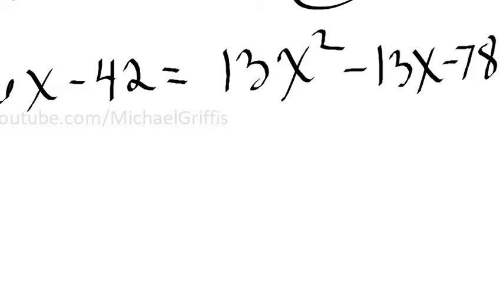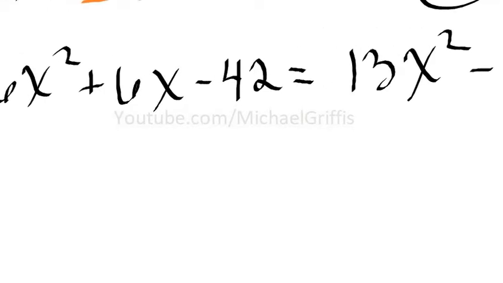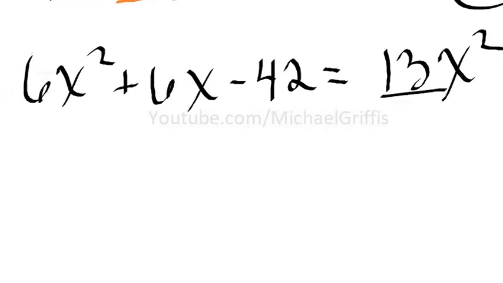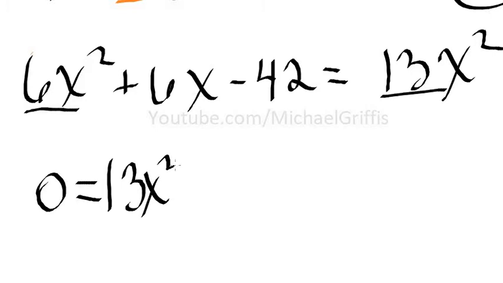Now what we can do, let's take a look over here. You noticed we have a 13x squared and a 6x squared. So we're going to move the 6x squared over to the right. Let's go ahead and do all this at one time. We're going to write it way over here to the left. So you have 13x squared minus 6x squared.